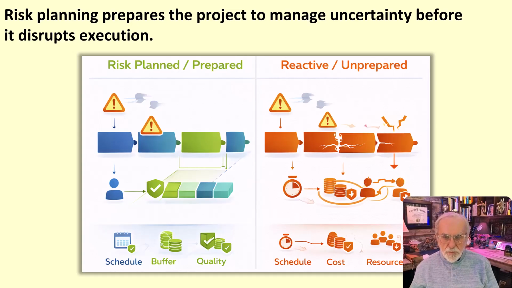Another benefit of risk planning is that it reduces reactive decision making. Projects that fail to consider uncertainty often spend execution responding to surprises under pressure. By contrast, projects that plan for risk are better positioned to respond in a disciplined and controlled way. Risk planning doesn't eliminate uncertainty, it improves the project's readiness, resilience, and ability to manage uncertainty effectively.